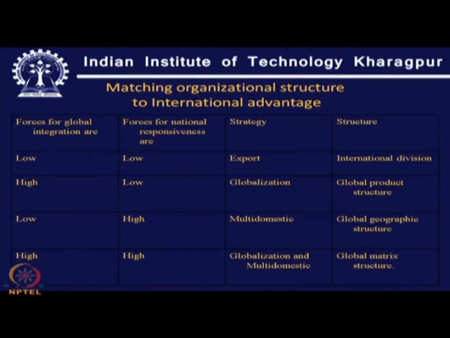So, when we are trying to match organizational structure to the international advantage, what we find is that if the forces for global integration are low, the forces for national responsiveness are low, and the strategy is to export, the structure is international division. If the forces for global integration are high, forces for national responsiveness are low, and the strategy is globalization, then we go for a global product structure.